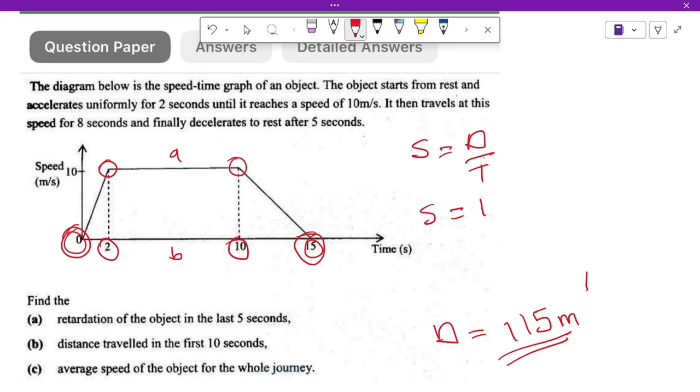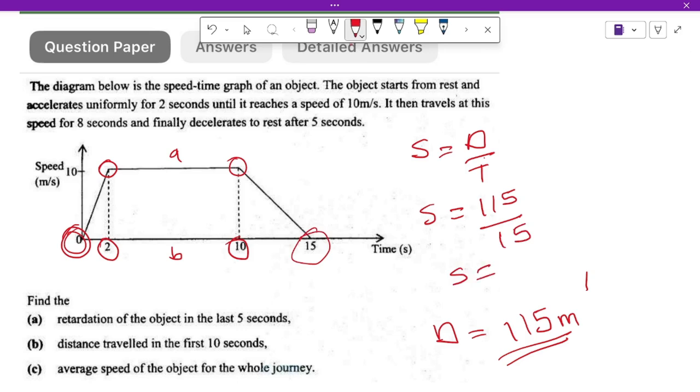Speed is equal to distance, which is 115 meters, over the time. It's indicated here, average speed for the whole journey. The whole journey took 15 seconds, so our time is 15 seconds.